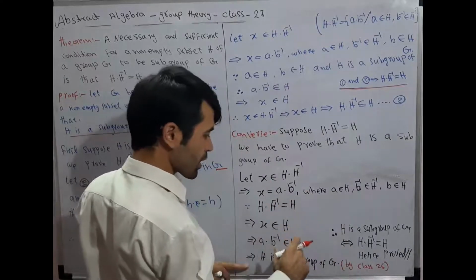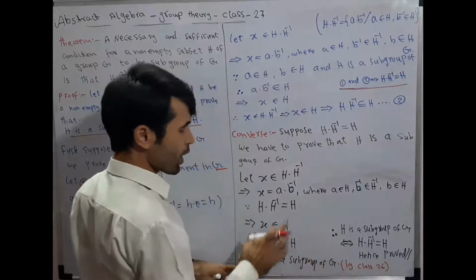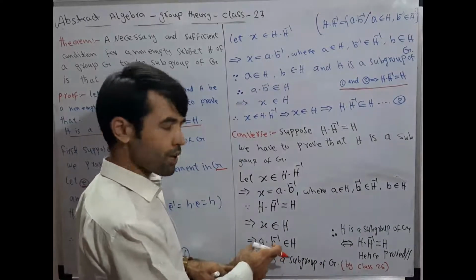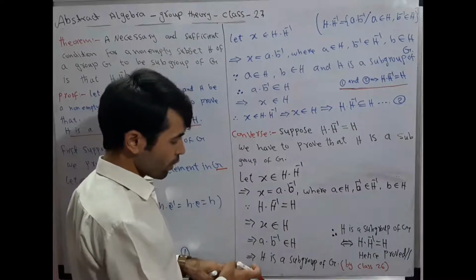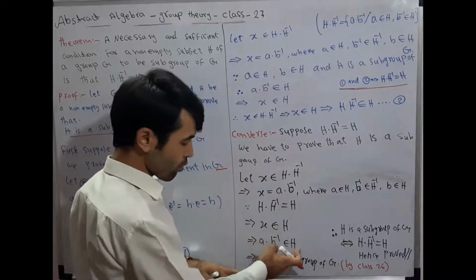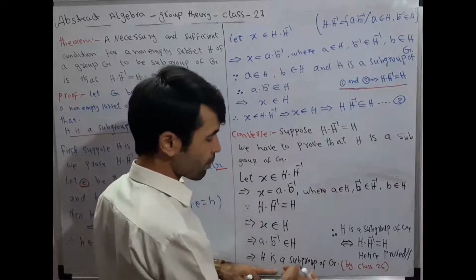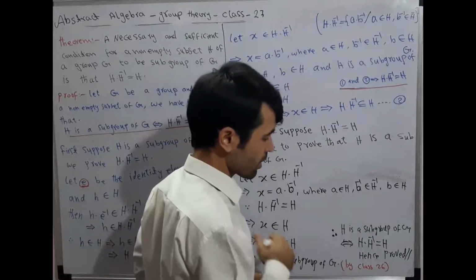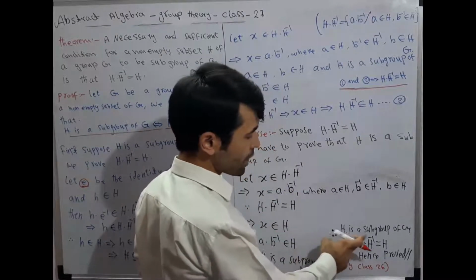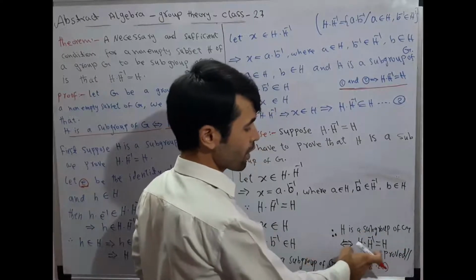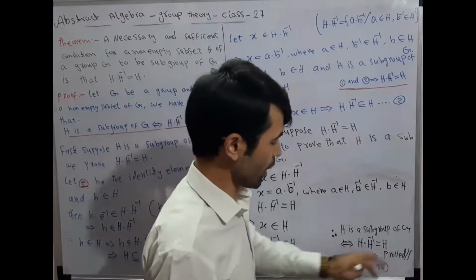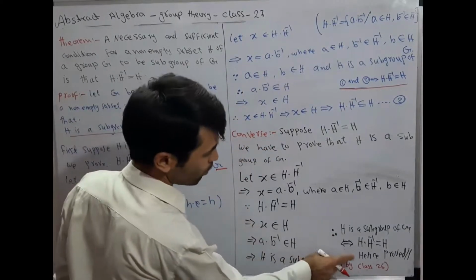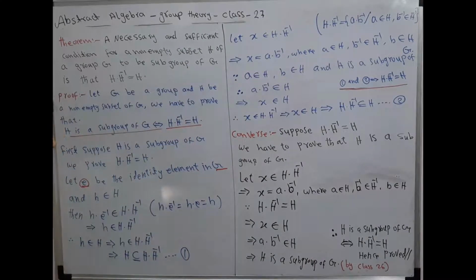In the previous class, class 26, we proved that if H is a subgroup of a group G, then a into b inverse also belongs to H. Now we have a into b inverse belongs to H. This implies H is a subgroup of G by class 26, which was our last lecture. Therefore, H is a subgroup of G if and only if H into H inverse equals H. Hence proved. The theorem was this, and we proved the theorem. Thank you.